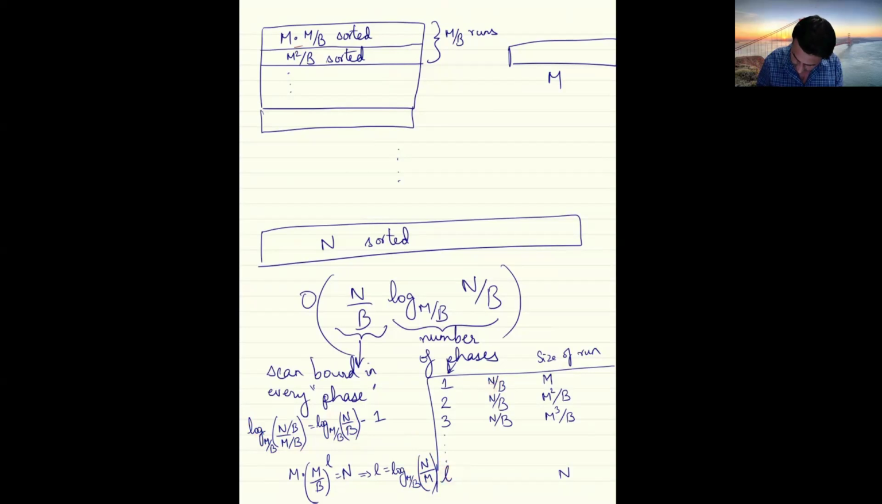And on every level, I do n over b amount of work. So that's how much work I do on every level, that's the number of levels, and that's my sorting cost.